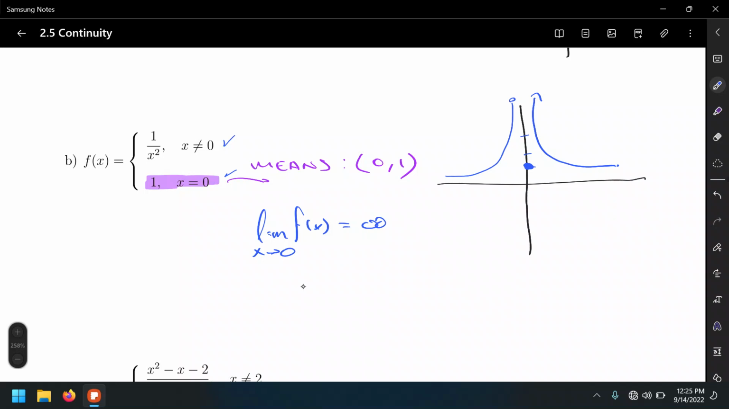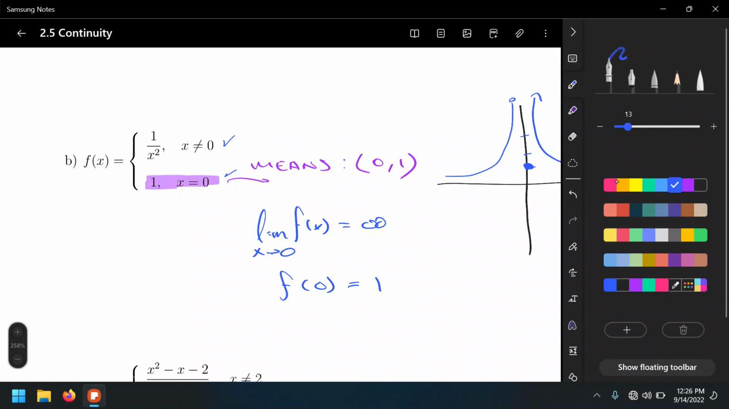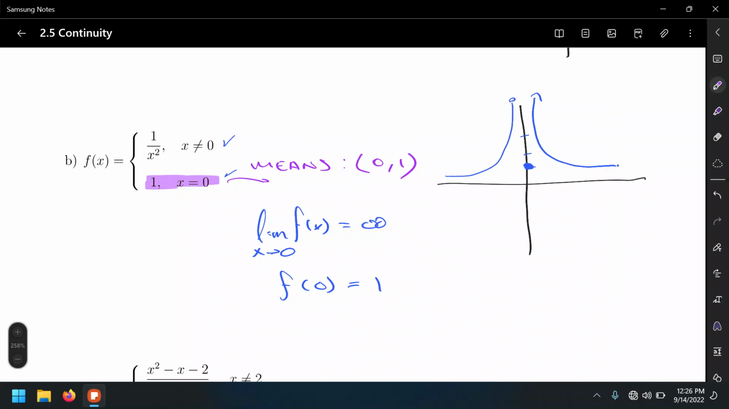Now, what is f of 0? What is the function evaluated at 0? 1. Okay. Is the value of the function the same as the value of the limit? So that's why this is discontinuous. It's a discontinuous function because those two quantities disagree. Now, observing the graph, what kind of discontinuity do we have? Infinite, yep, infinite discontinuity.